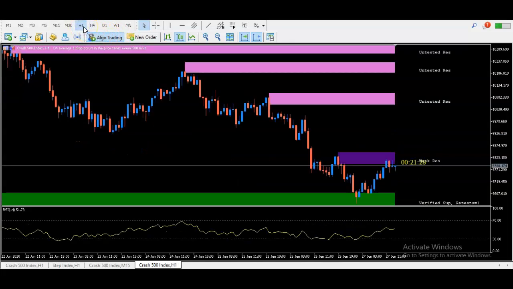And what am I going to do on H1? I want to look out for the overbought and oversold zones. So I take this. Let's take it from the most recent one, which is here.